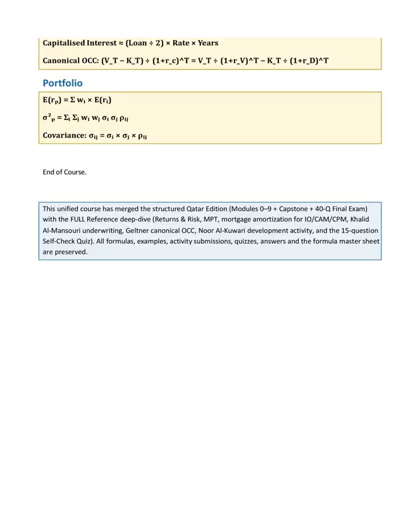This page closes the formula master sheet with capitalized interest, canonical opportunity cost of capital using the V over T component identity, and the portfolio formulas: expected return, portfolio variance, and covariance. End of course note. The unified course merged the structured Qatar edition with a full reference deep dive of returns, risk, modern portfolio theory, mortgage amortization, underwriting, the development capstone, and the 15-question self-check quiz.